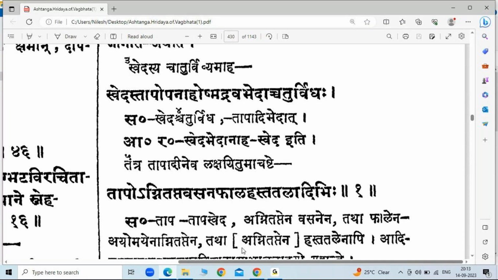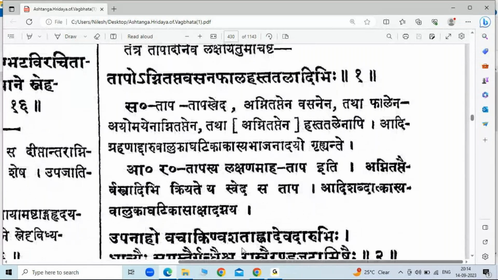So what is given is a list of examples, but the message is very clear, or the method is very clear. What is that? Tapaha, what we call as tapasvedam, is done with the agnitaptam, taptam, heated. Something which is heated is known as taptam. How the heating is done? Agnina, agnitaptam. Some materials which are heated using agni.